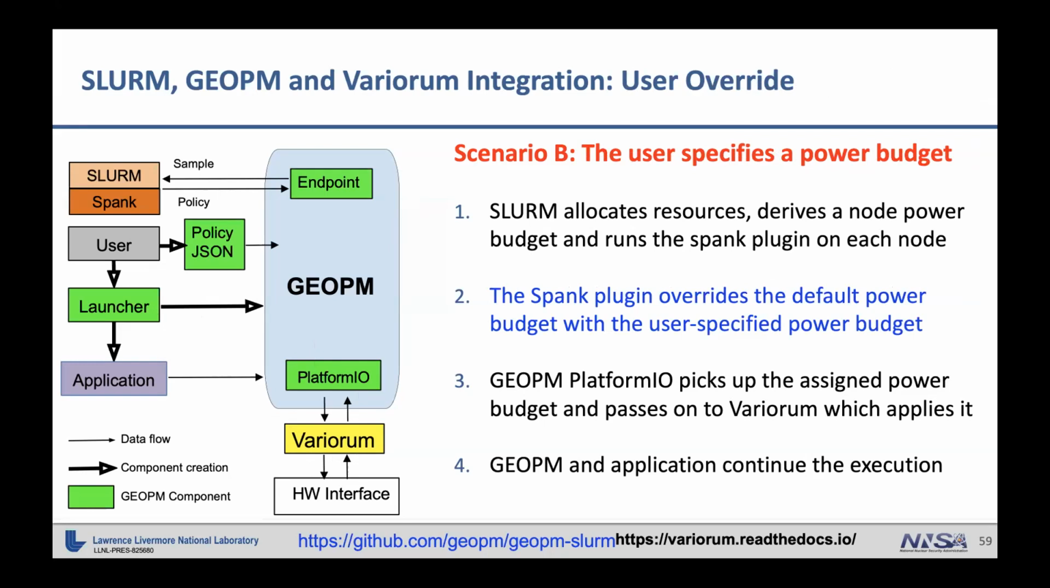The second scenario is where the user specifies a power budget. So again, at the start, Slurm allocates a node power budget that gets overridden with the power budget that the user specifies in the policy JSON object. GOPM picks up that assigned power, and depending on which agent you're running, either the governor or balancer, GOPM continues execution with the application while doing the power assignment.